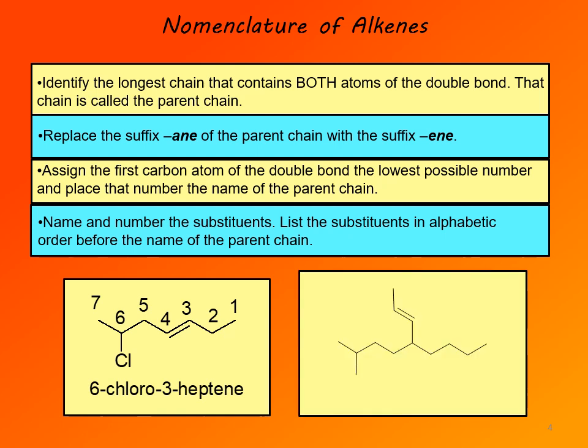This one is a slightly more complex example because the longest chain has 9 carbon atoms. But this is not nonane or nonene because that longest chain does not contain double bond. You can see longest chain is indicated in red. It's indicated in red because it is not the parent chain. The parent chain, the longest chain that contains double bond, has only 8 carbons.